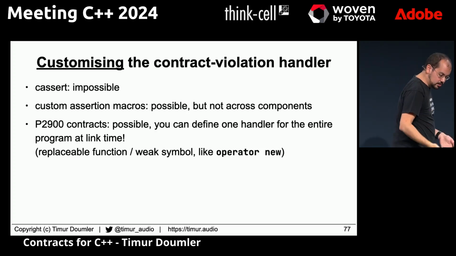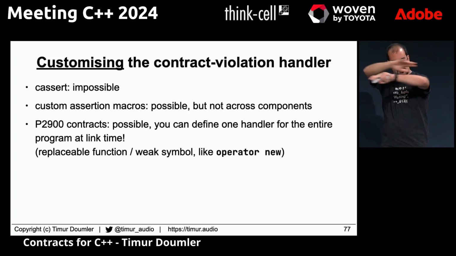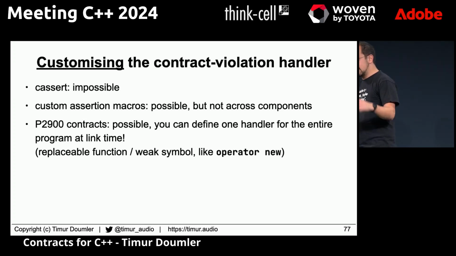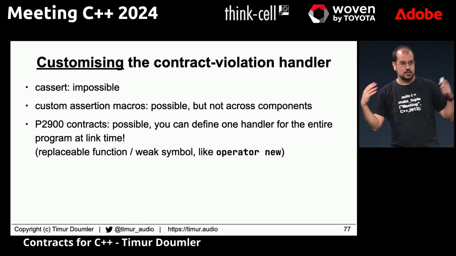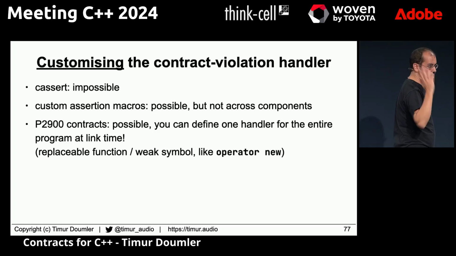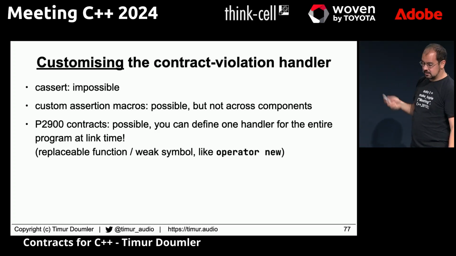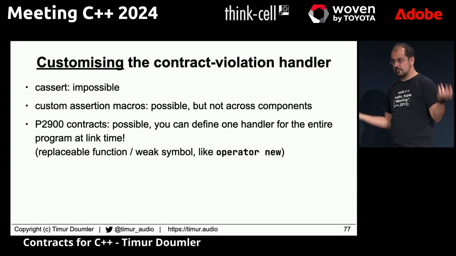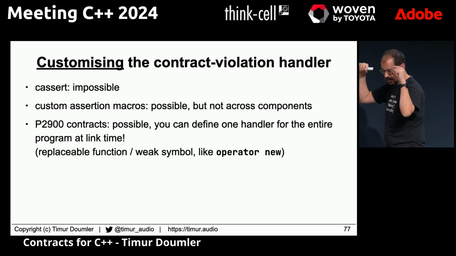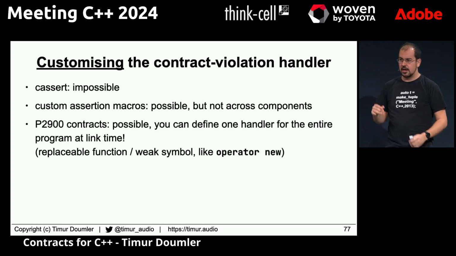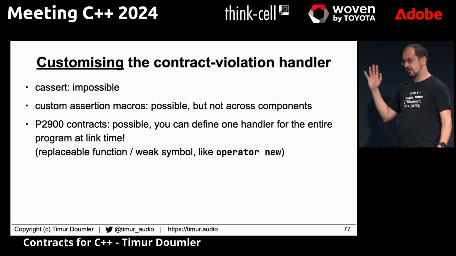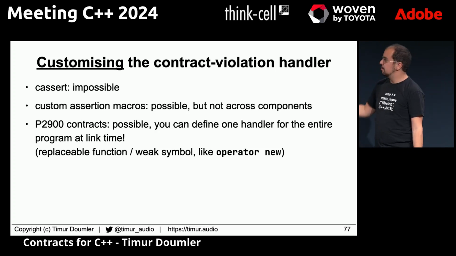You can do this with macros, but you can't do this across your entire program and the entire ecosystem, right? Every library will have their own assertion macros. Every framework will have their own assertion macros. They will have their own handlers if you have any. What P2100 lets you do is have one handler for the entire program. So no matter where the assertion fired, what library from or whatever, it's all going to end up in the same global handler. And you specify this not at compile time, not at runtime, for very good reasons why we can't do either, but at link time.